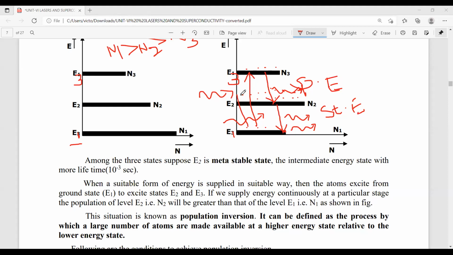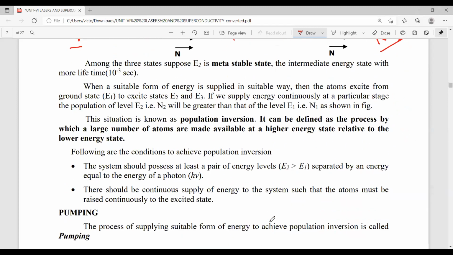Before that, the number of atoms in E2 is more as compared with E1. So the energy levels are like this, in terms of the number of atoms in these energy levels. This is the main condition for obtaining lasing action. That means more atoms in the E2 energy level. The E2 energy level is nothing but the metastable state, so more atoms are present in the higher energy level. That means the lasing action condition is N2 greater than N1.